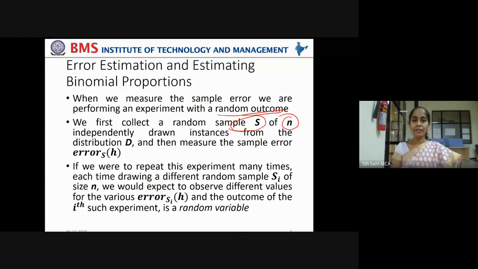Now let us take such a random sample S containing n independently drawn instances from the distribution D. Why are we saying from the distribution D? All of them adhere to some property. They adhere to some kind of distribution, some kind of sequence in the data. That is why we are saying from the distribution D. And then measure the sample error of S of h. Now, from the sample you have taken, measure the sample error.